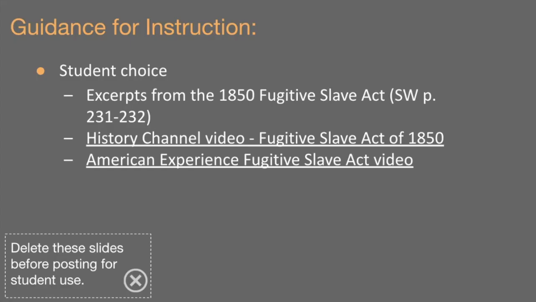For Day 2 of this lesson, you could give students an option to explore the resources on their own. Student choice is a great way to differentiate instruction for students. By providing students with a menu of options, they can take ownership of their learning. This lesson offers opportunities for student choice by offering the excerpts from the 1850 Fugitive Slave Act, which can also be found in student workbook page 231 to 232, a video from the History Channel, and also a video from PBS.